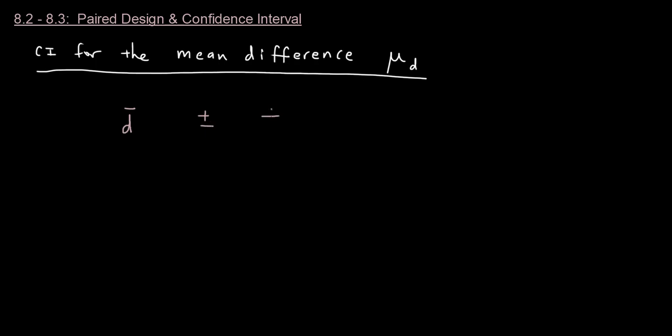The margin of error is constructed with the t-critical value. You need the degrees of freedom and the significance level chopped in half, and you can find that by going to the t table or using the qt function in R. Then it's multiplied by the standard error. For paired data, it is just s over square root of n, and those are the standard deviation and sample size for the differences. And that's the formula.